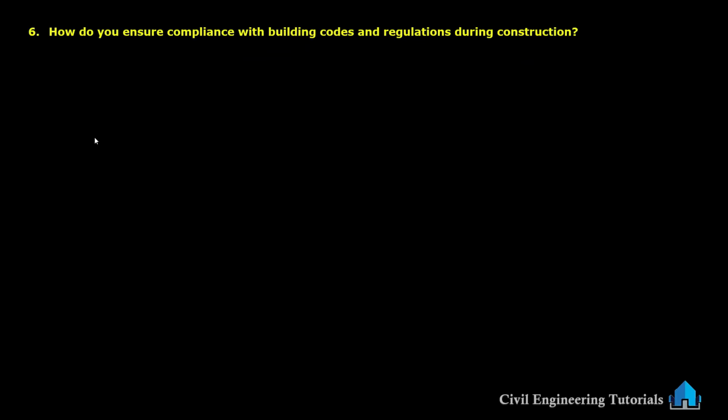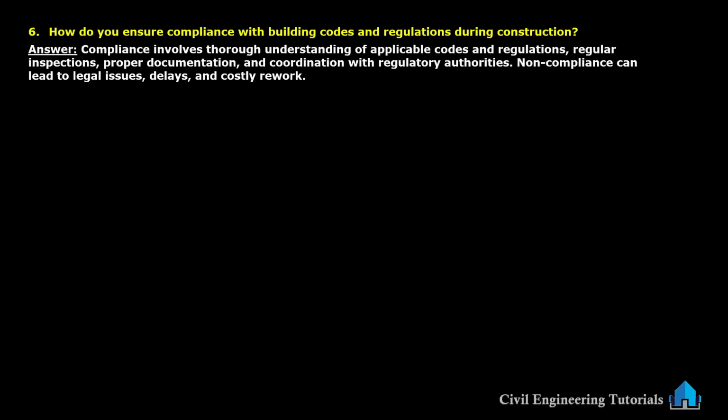How do you ensure compliance with building codes and regulations during construction? Compliance involves thorough understanding of applicable codes and regulations, regular inspections, proper documentation, and coordination with regulatory authorities. Non-compliance can lead to legal issues, delays, and costly rework.